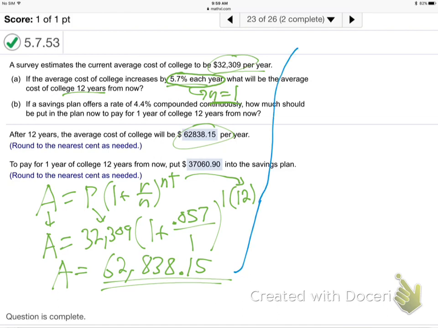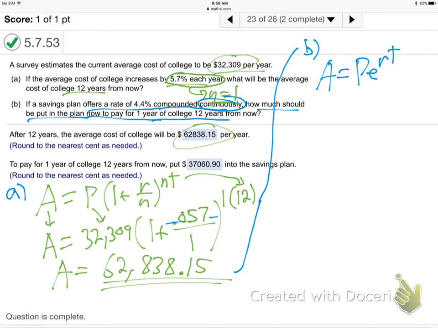Okay, so now over here, this was part A, and now for part B. Part B says savings plan 4.4% compounded continuously. So in part B, we're talking about continuous compounding. So I'm going to use the PERT formula, right? For part B. And what are they saying exactly? They're saying, how much should you put in the bank now to pay for 1 year of college in 12 years?